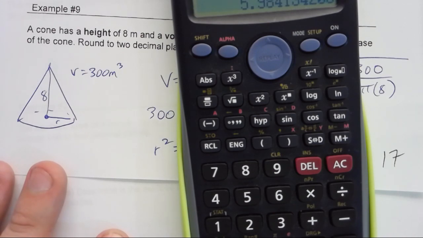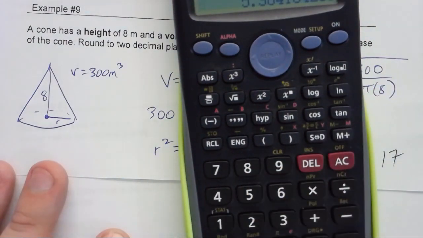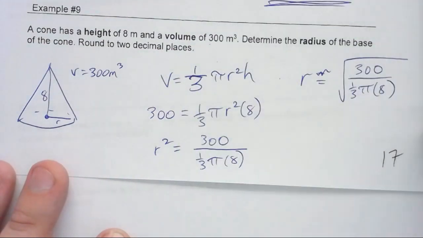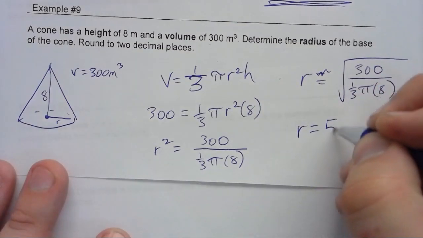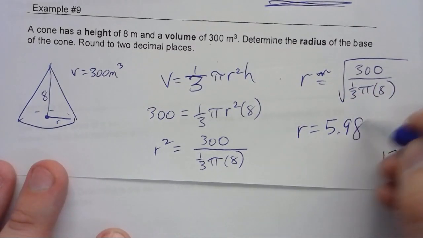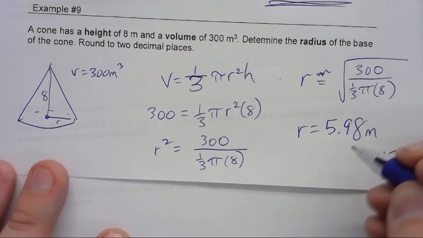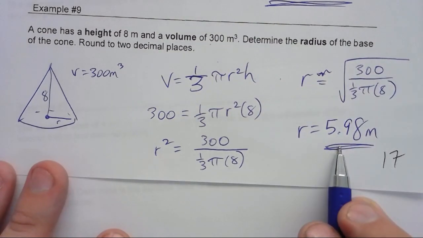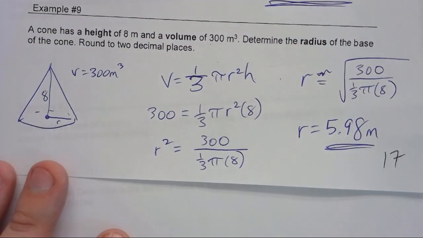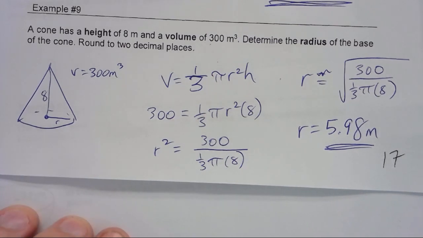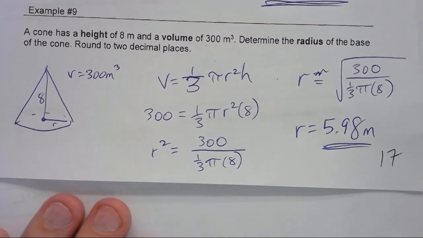Is that what you got? Yeah. Okay, good work. That means you're using your calculator very, very well. If you take applied math, your applied math teacher will be very happy with that. So 5.98, and this is meters, right? Because this is a radius, it's not an area, it's not a volume, it's not cubed or squared. And there we go. That is prisms, pyramids, and cones. Oh, and cylinders.